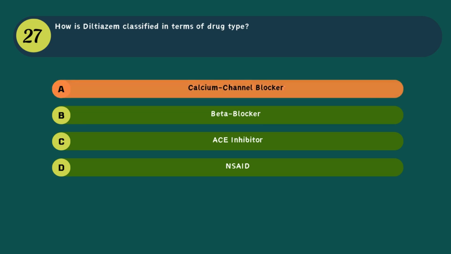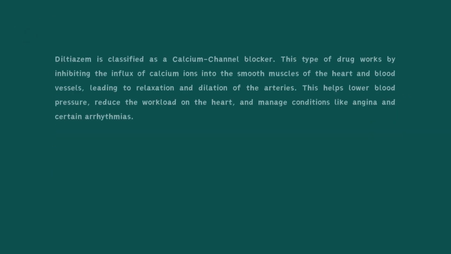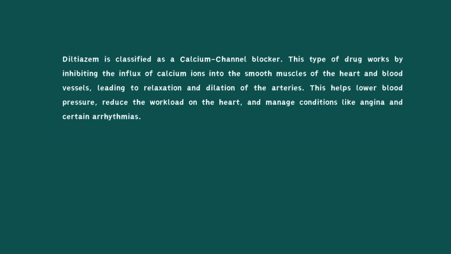Correct answer. A. Calcium channel blocker. Diltiazem is classified as a calcium channel blocker. This type of drug works by inhibiting the influx of calcium ions into the smooth muscles of the heart and blood vessels, leading to relaxation and dilation of the arteries. This helps lower blood pressure, reduce the workload on the heart, and manage conditions like angina and certain arrhythmias.